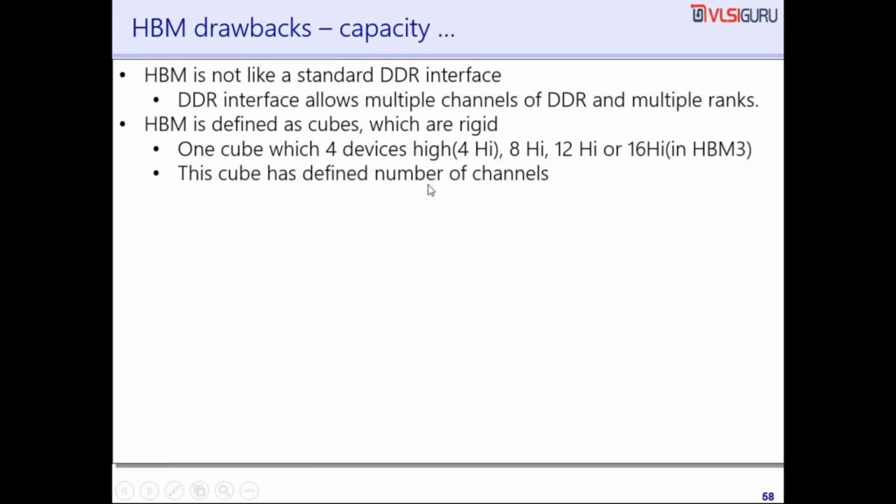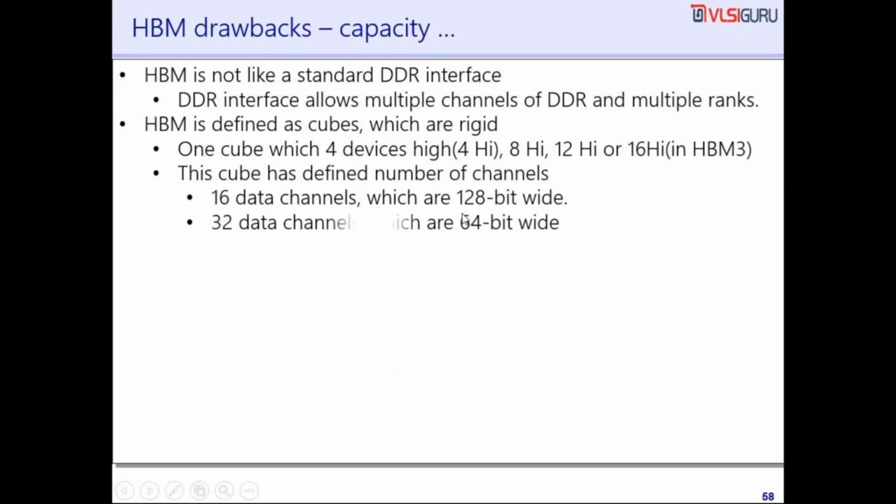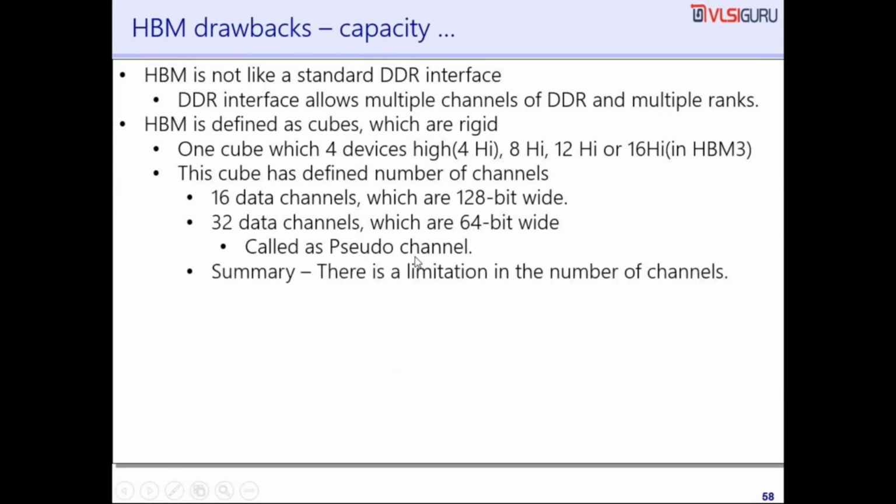This cube has a defined number of channels, which you cannot change. You have that number, right? 1024 into 4, that number is fixed. 16 data channels which are 128 bit wide, so that is one combination. The other one is 32 data channels of 64 bit wide, called pseudo channel. So in summary, there is a limitation on the number of data channels and the size of each data channel. That limits how much capacity you can keep per HBM.